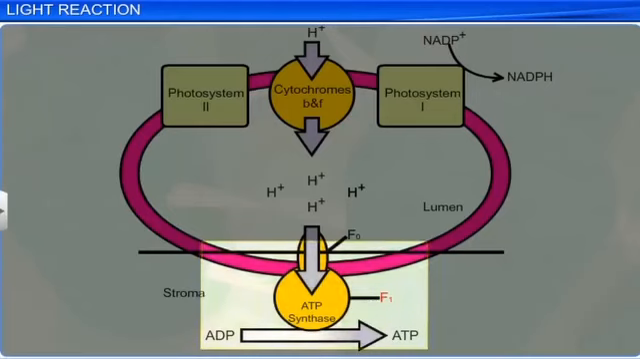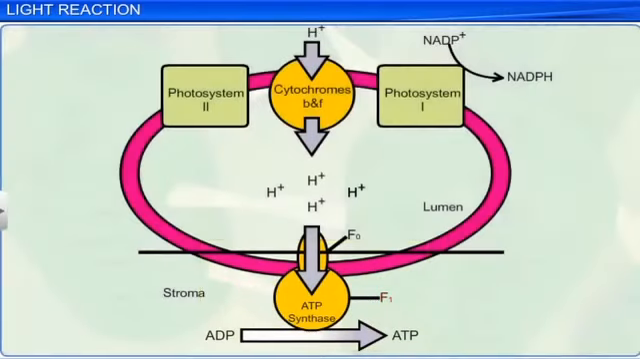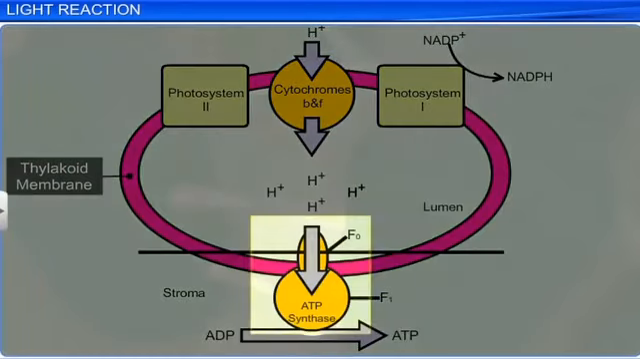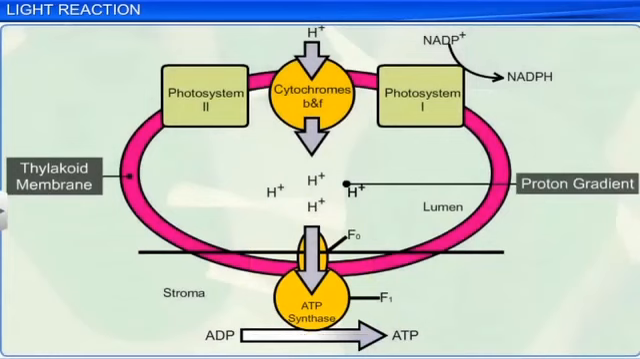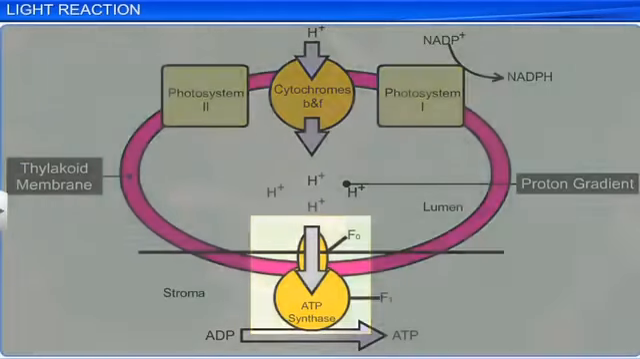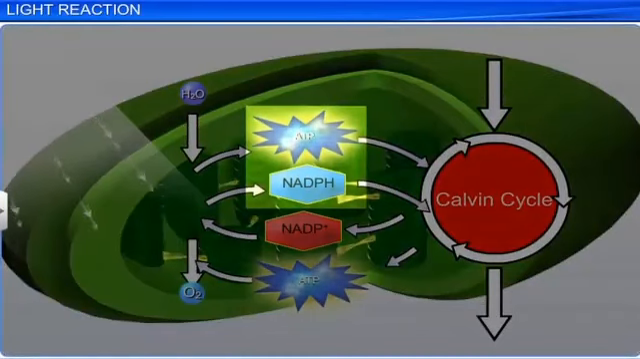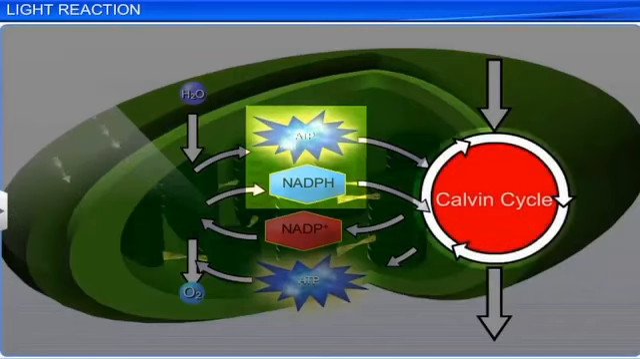This makes the ATPase enzyme synthesize several molecules of ATP. The synthesis of ATP thus requires a membrane, a proton pump, a proton gradient, and the enzyme ATPase. Next, the NADPH and ATP produced by the movement of electrons are used in the Calvin cycle.